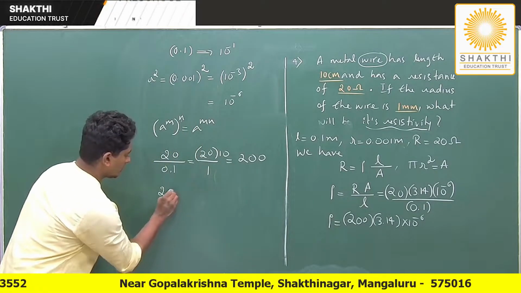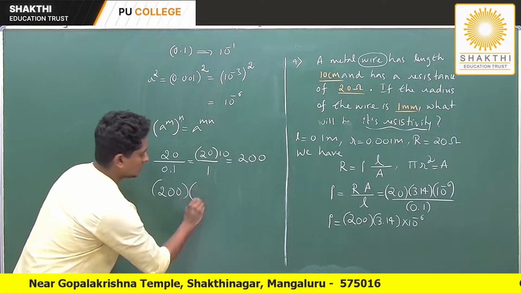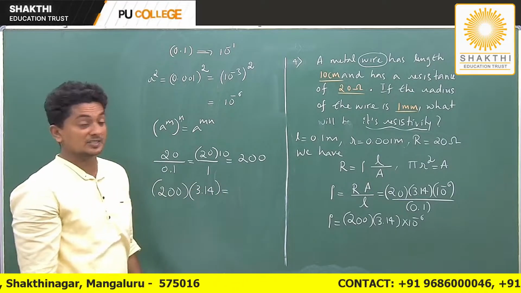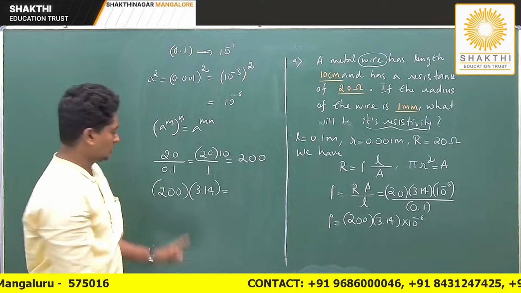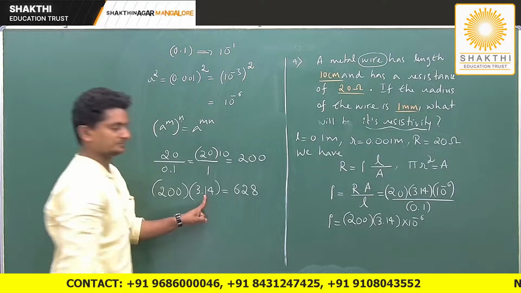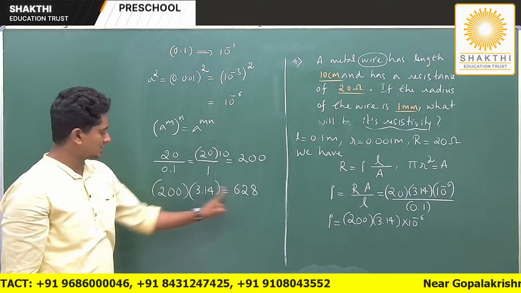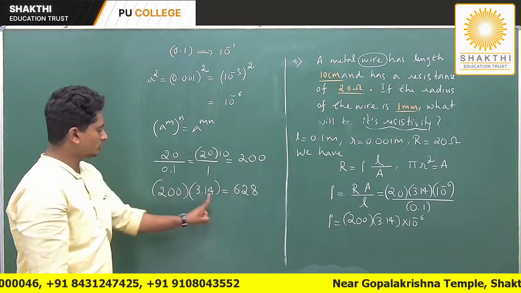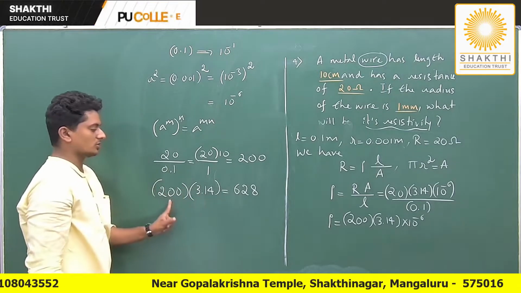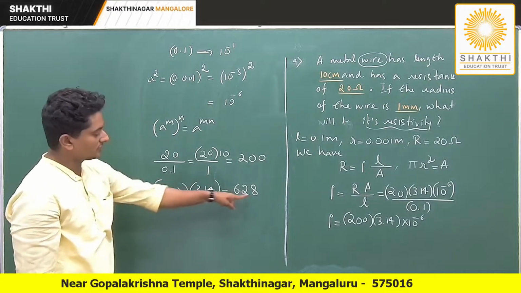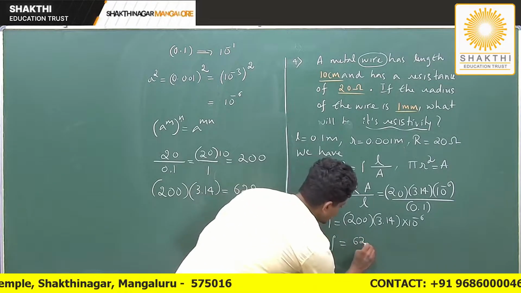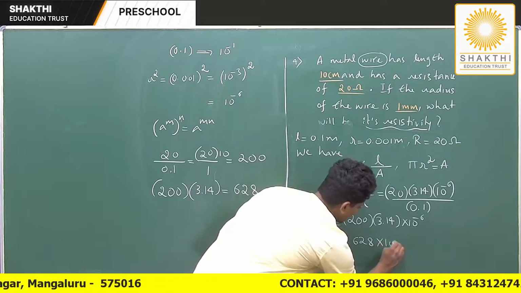Okay, 200 into 3.14. 2 into 3 will be 6. 200 into 3 will be 600. So it will become 628. How? 2 into 3 is 6. 2 into 1 is 2. 2 into 4 is 8. Okay, that is when you have only 2. But since I have 2 zeros, these two decimal places you have to shift, it becomes 628. As a result, your answer for rho will be 628 into 10 power minus 6.